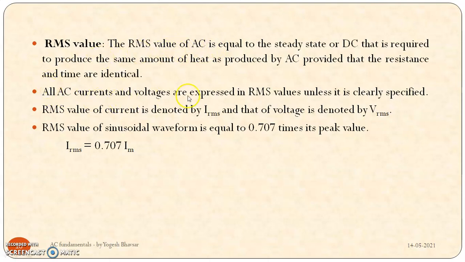All AC currents and voltages are expressed in RMS values unless clearly specified. Until and unless it is clearly specified, all the values for currents and voltages we have to consider as RMS values. RMS value of current is denoted by IRMS or simply capital I, and that of voltage VRMS or capital V. For a sinusoidal waveform, the RMS value is equal to 0.707 times the peak value. So IRMS is equal to 0.707 times the maximum value.